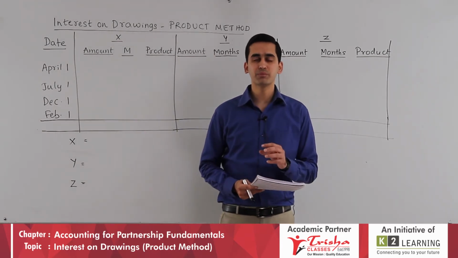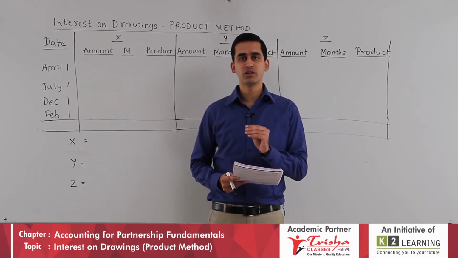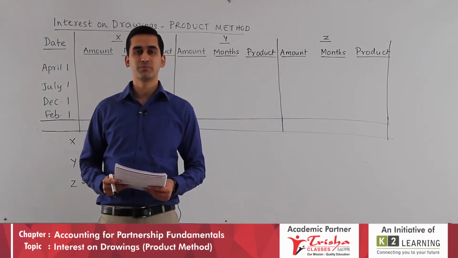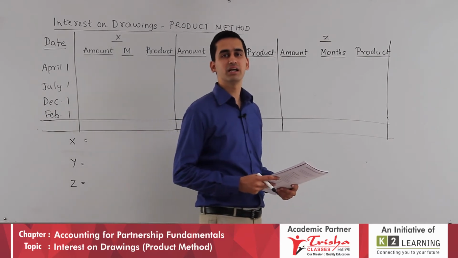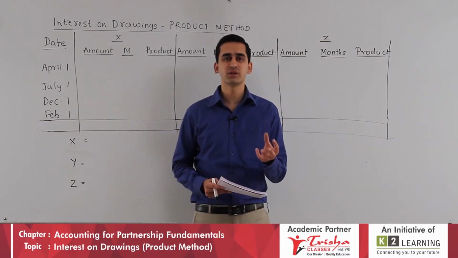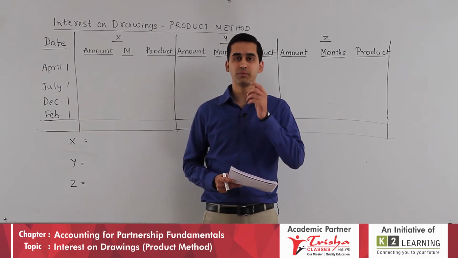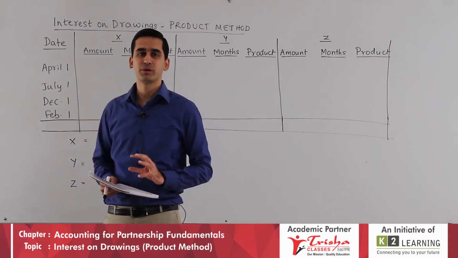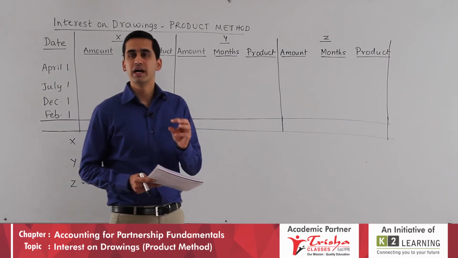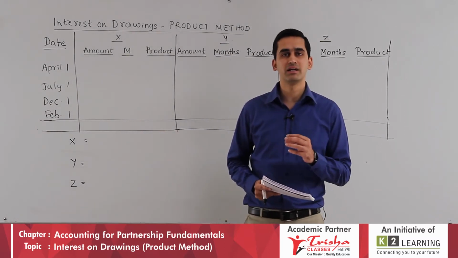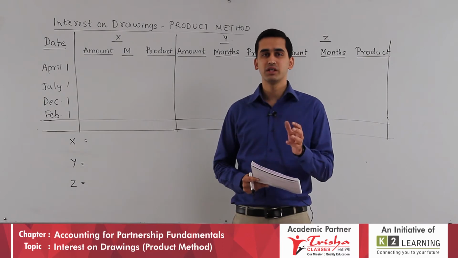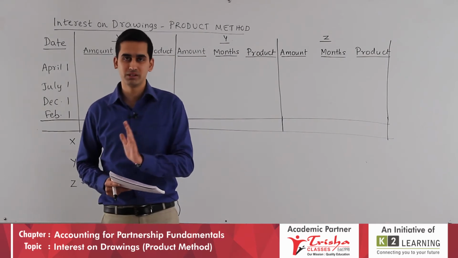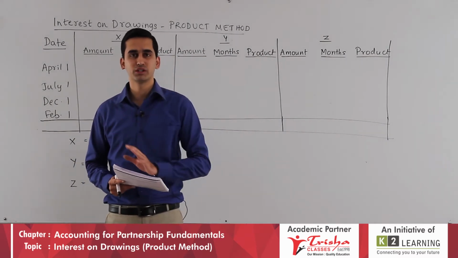Now under product method, what is the formula? Interest on drawings is equal to total products multiplied by rate of interest multiplied by 1 by 12. If it is a single partner or 2 partners, it is easy to calculate. But in this question, there are 3 partners, same dates are given, but the amounts are different. Instead of preparing 3 different tables, that is for X separately, for Y separately and Z separately, we can prepare a single table because dates will remain same and number of months also will be same, only the amounts will change and products will change.